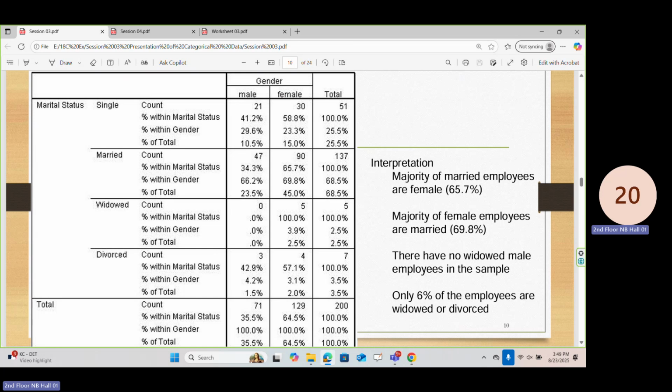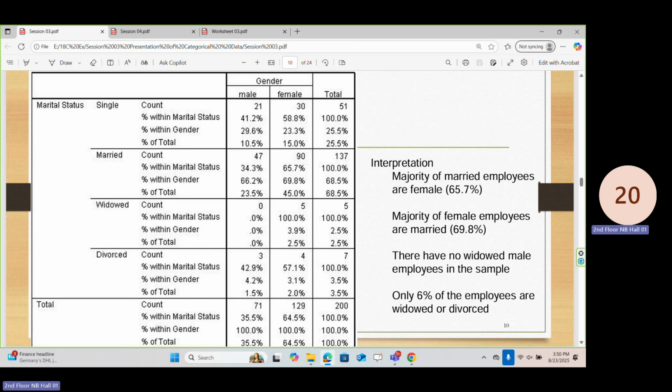Then here count is 21. Okay, then it means what? First number 21. What is it? 21. There are 21 male married employees. Okay. Answer will be there. Okay. The next one is count 30. It means there are 30 female single employees. Okay, single female.